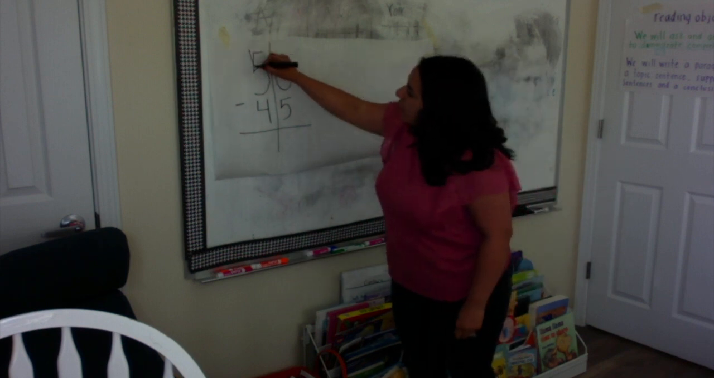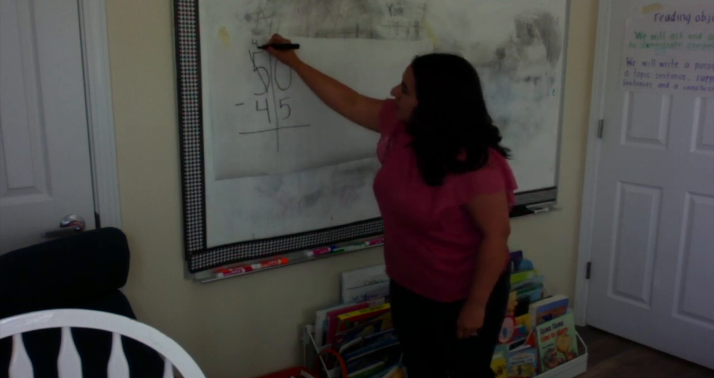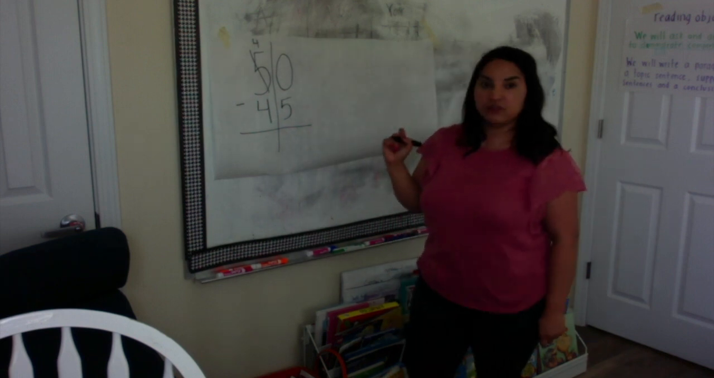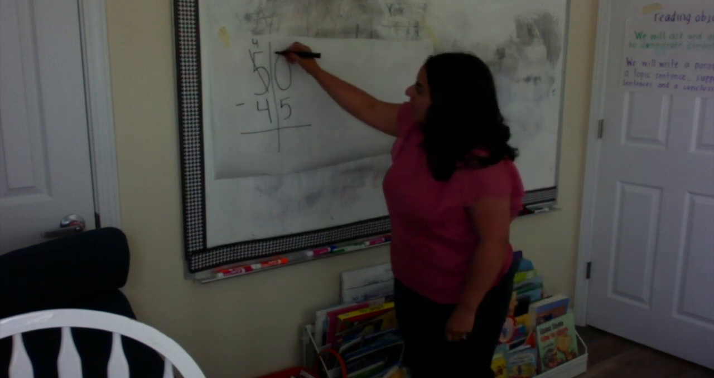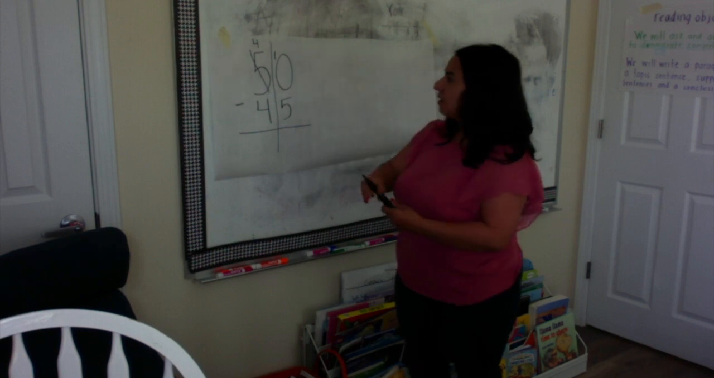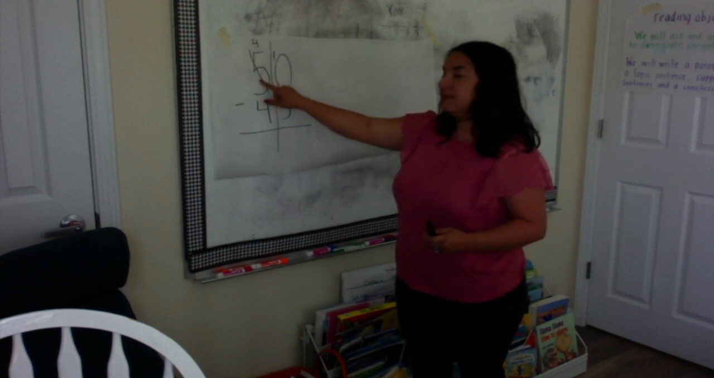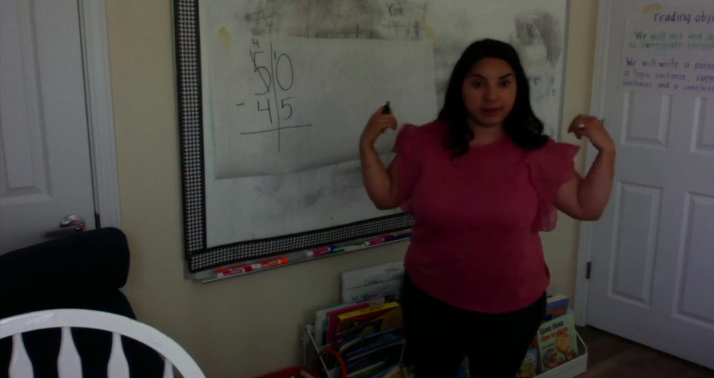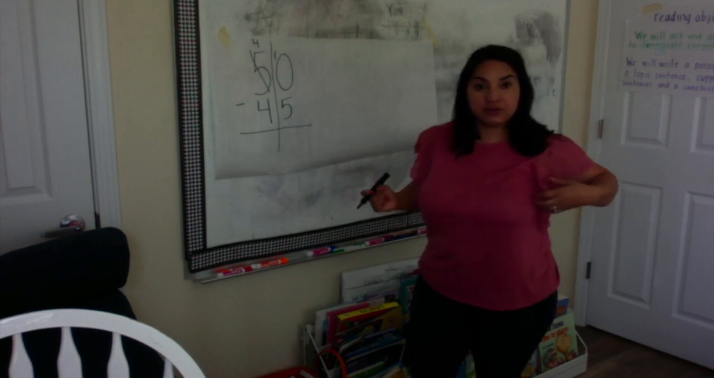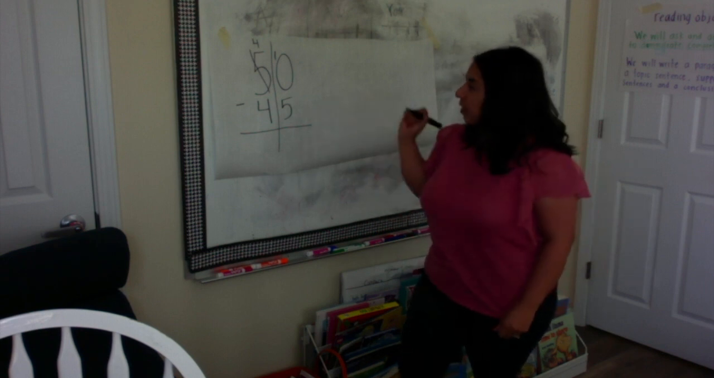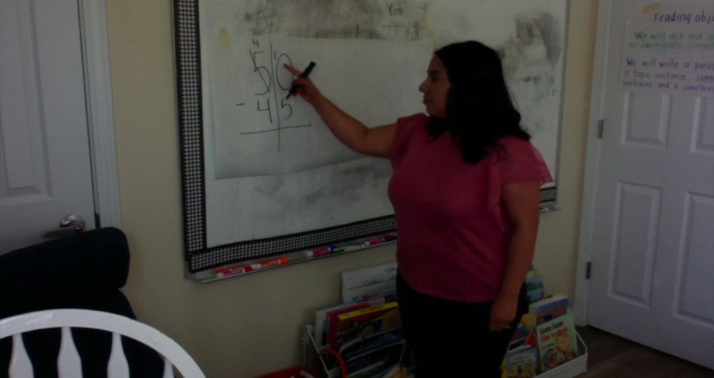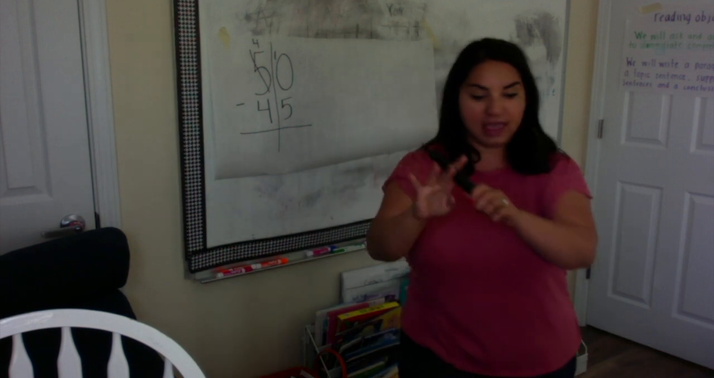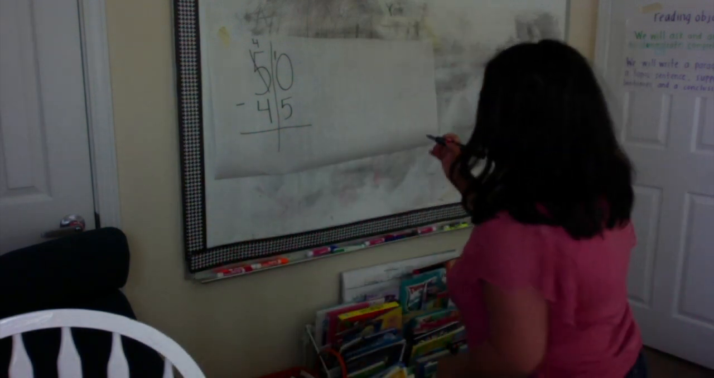And I'm going to borrow 1 ten, which is equal to 10, so that turns into a 4, and then this turns into a 10. 40 and 10 is 50. So I just took 1 ten away from the tens house. Remember we talked about the houses, and there's only certain numbers that can be in the house? Okay. So now I have 10 minus 5. I have 10. Take away 5. What's my answer? 5.